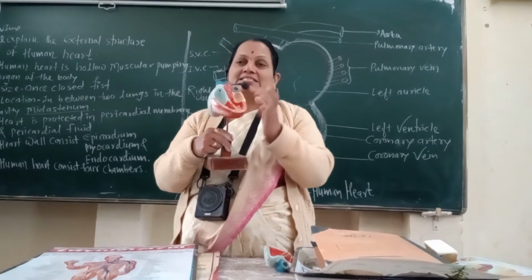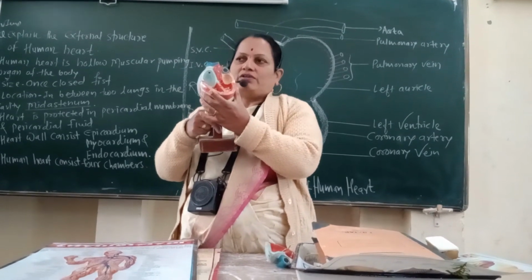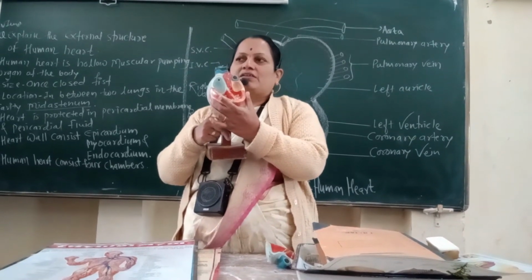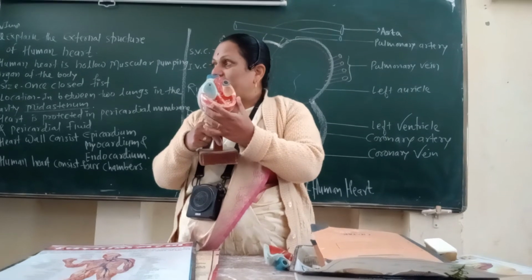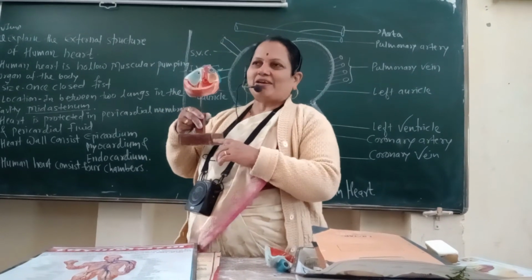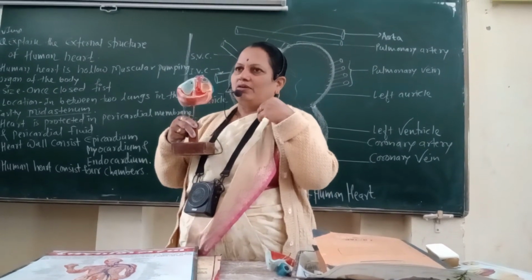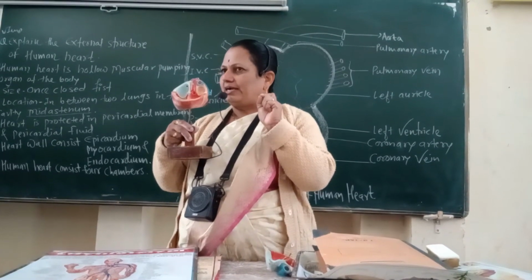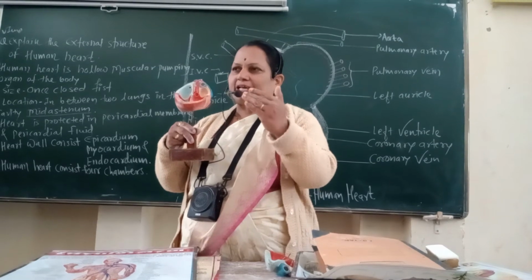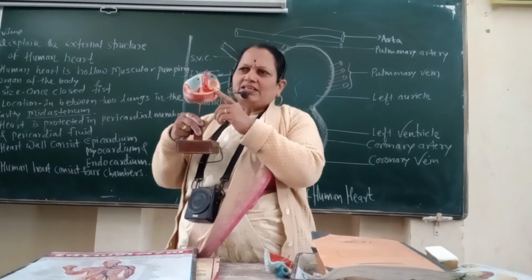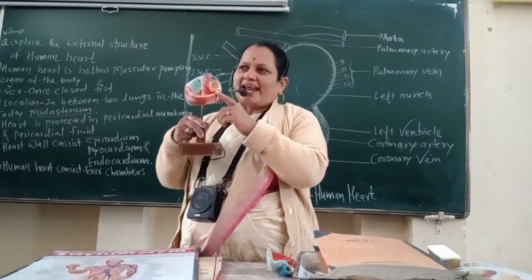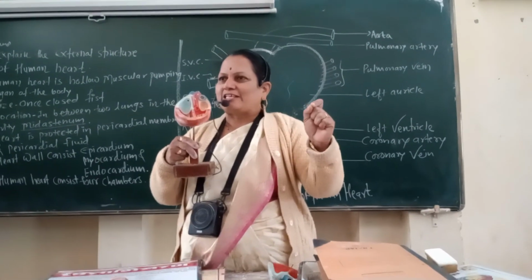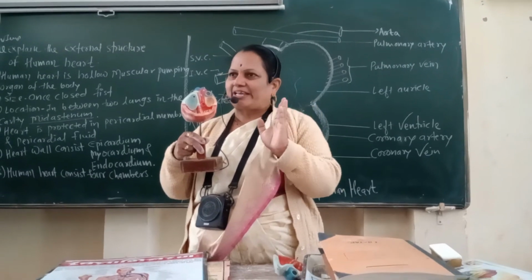Specific cardiac muscles are present inside the heart wall. These muscles are very efficient as compared to other body muscles, because the human heart starts working in the embryonic stage, at the 3rd to 4th month, and the working of the human heart continues until the end of life. That means it stops only at the time of death.